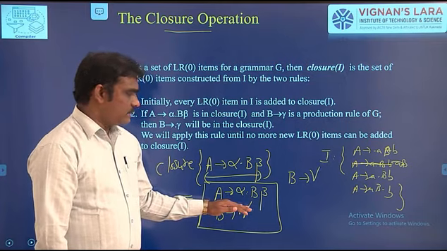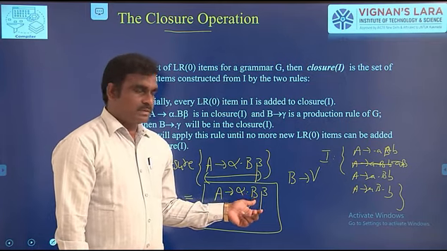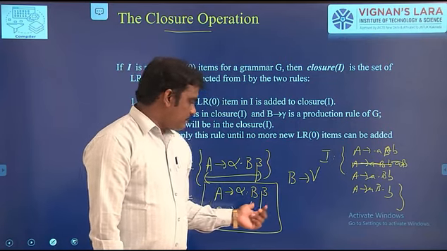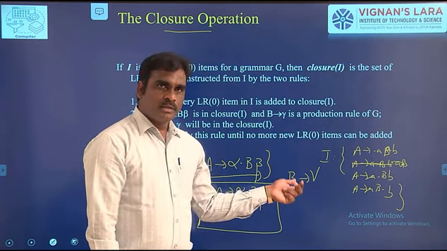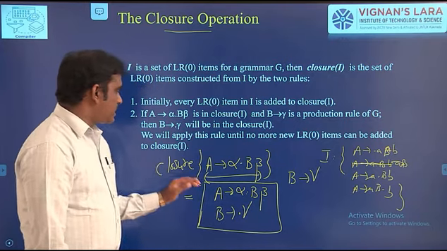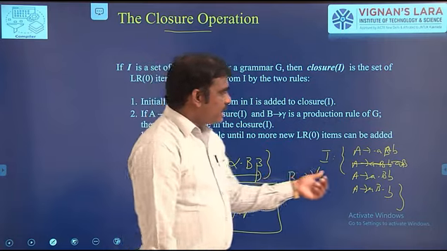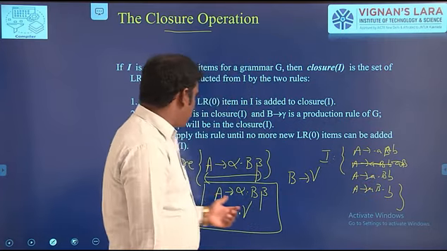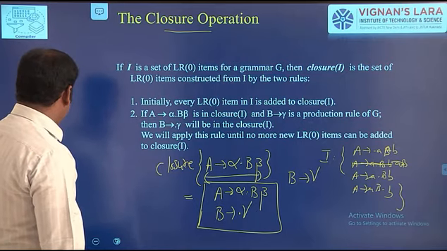This is the answer, A → α·Bβ. Suppose B is a non-terminal symbol, and this is the production, B → γ. Then you have to add it like this, B → ·γ. So this is the closure set operation. In this way, we have calculated each and every production and performed the closure operation. This is the first operation.